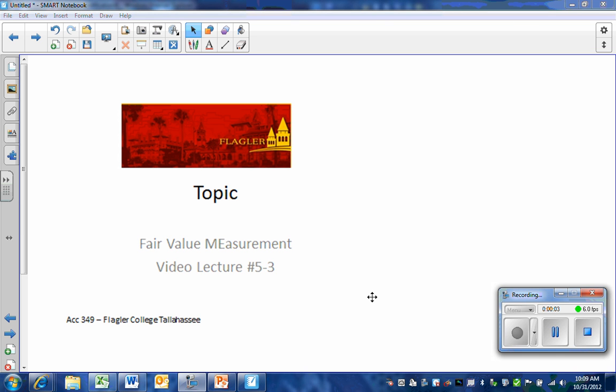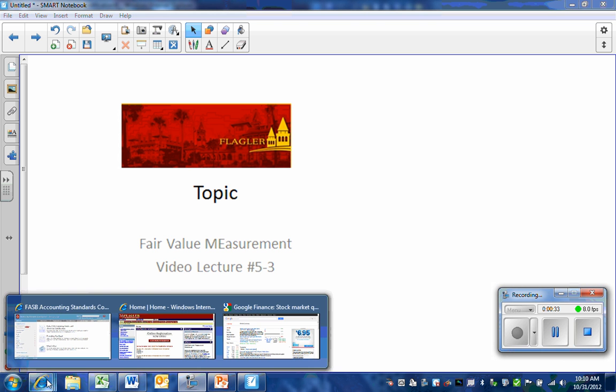In topic 5, we looked at the use of calculations involving what's called the time value of money. Just wanted to take a quick little review of how we're going to be applying this in accounting. And these techniques come into play in what are called fair value measurement.